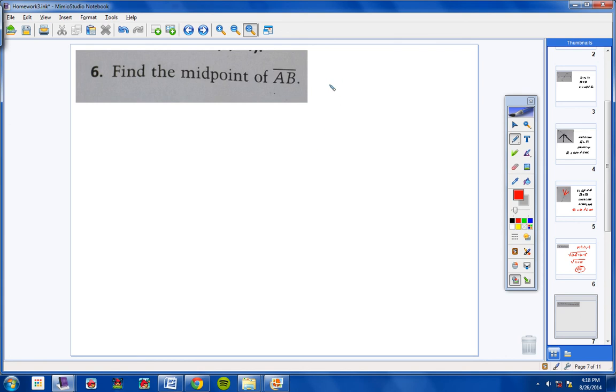Okay, let's find the midpoint of AB. First of all, we know that A, according to the directions, is (-1, 4), and B, according to the directions, is (3, -1). All right, there we go. So with that in mind, let's find the midpoint. We would have x plus x divided by 2, so -1 plus 3 divided by 2, comma, and then y plus y divided by 2, so 4 plus -1 divided by 2. And let's see what we would get.